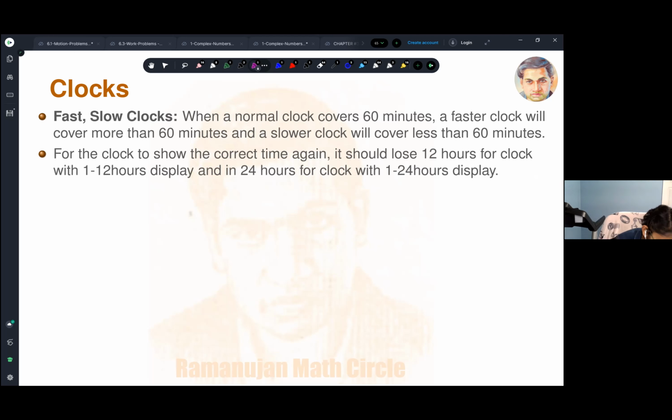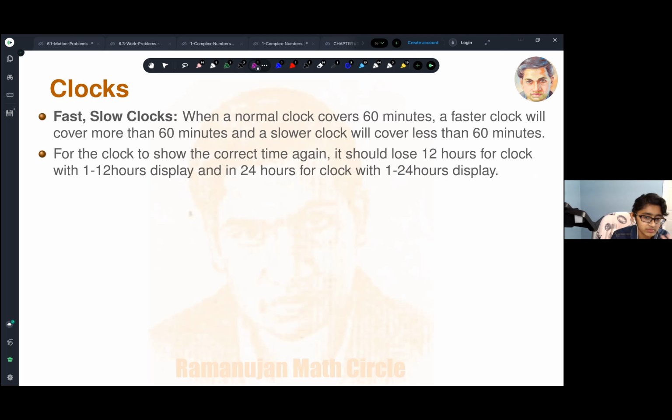So now we're going to cover clocks. We're going to cover normal versus fast versus slow clocks, and then do some examples about clocks. So when a normal clock covers 60 minutes, it's an entire 60 minutes. But then a faster clock will cover more than 60 minutes in a set hour, and a slower clock will cover less than 60 minutes in a set hour.